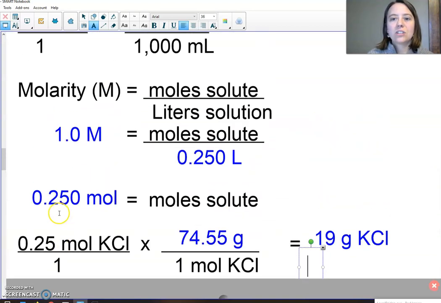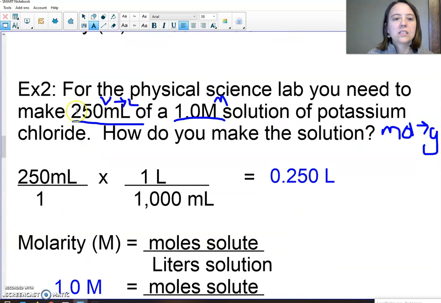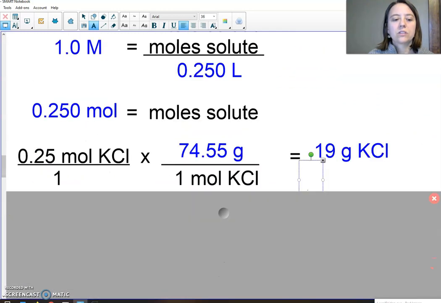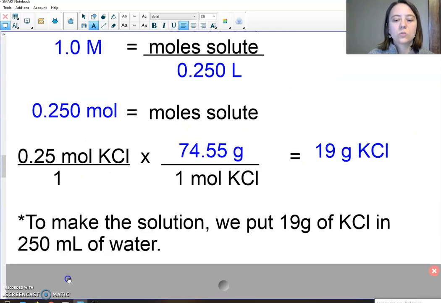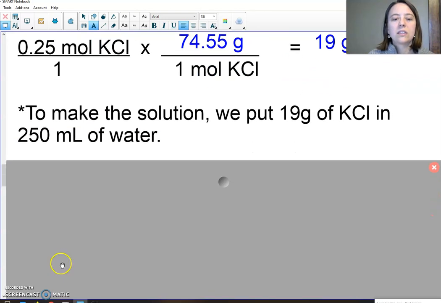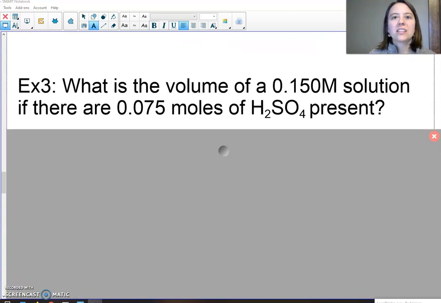So let's go back and check our problem. It says, how do you make the solution? Well, we haven't answered that yet. We know how many grams, 19 grams, and then we know how much solution it would be. We would want to make 250 milliliters. So to make the solution, we put 19 grams of potassium chloride in 250 milliliters of water.